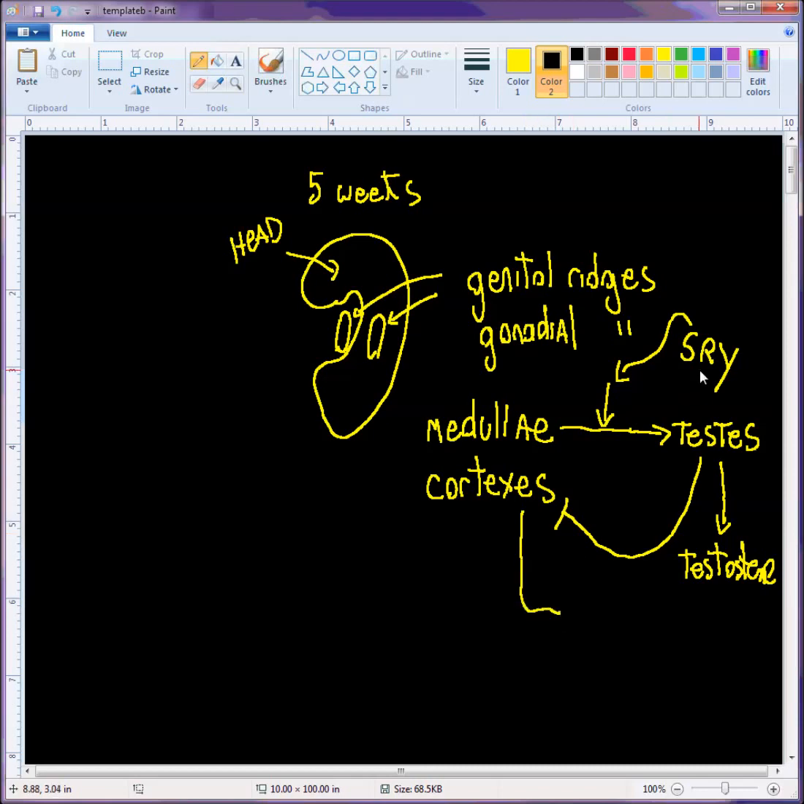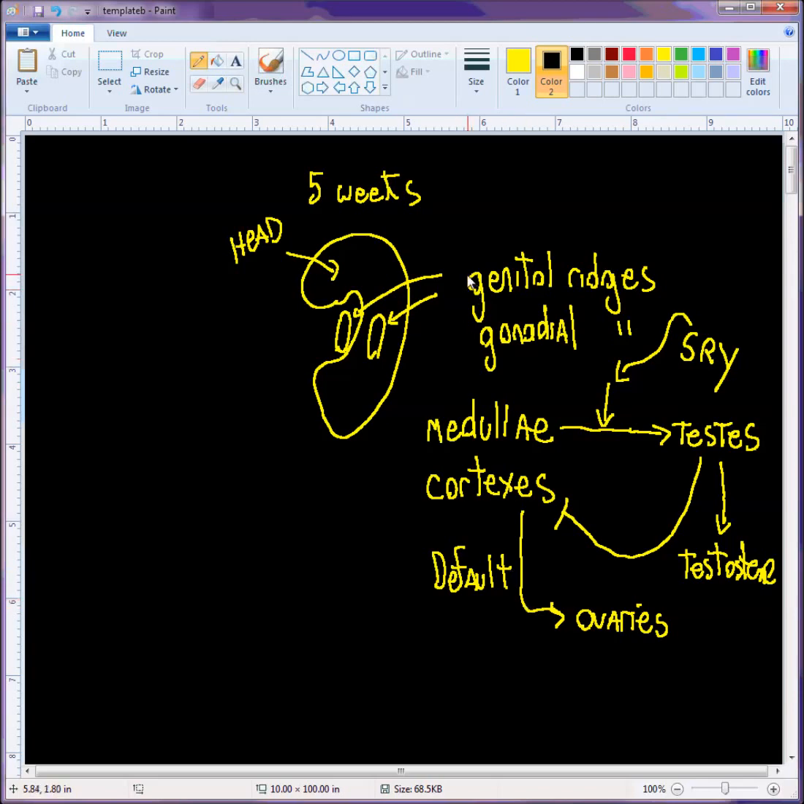So in the absence of this signal from SRY, the cortexes will develop into ovaries. The cortex developing into ovaries is the default situation. So if there's no signal, there's no SRY, or SRY is mutated, the cortexes will develop into ovaries. So that's the default condition.